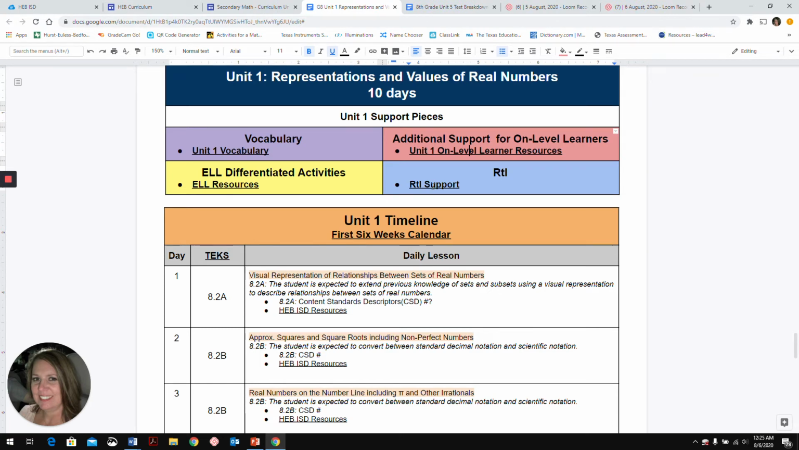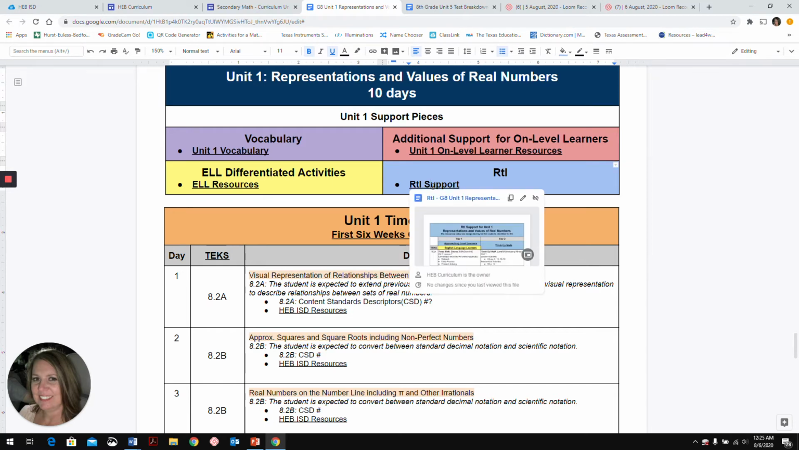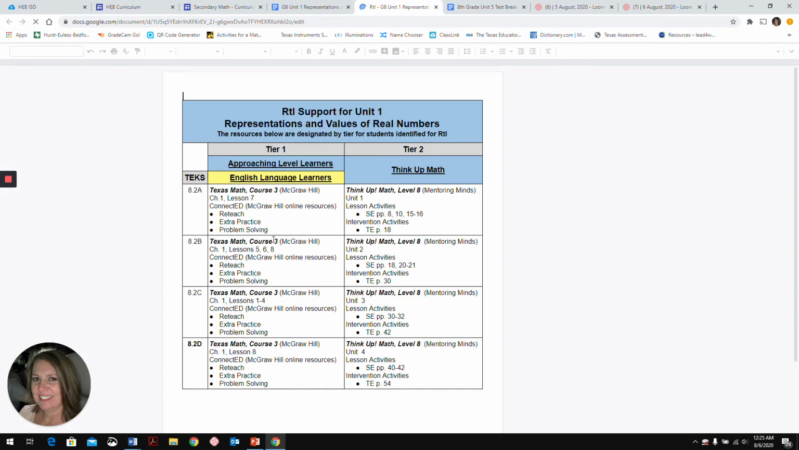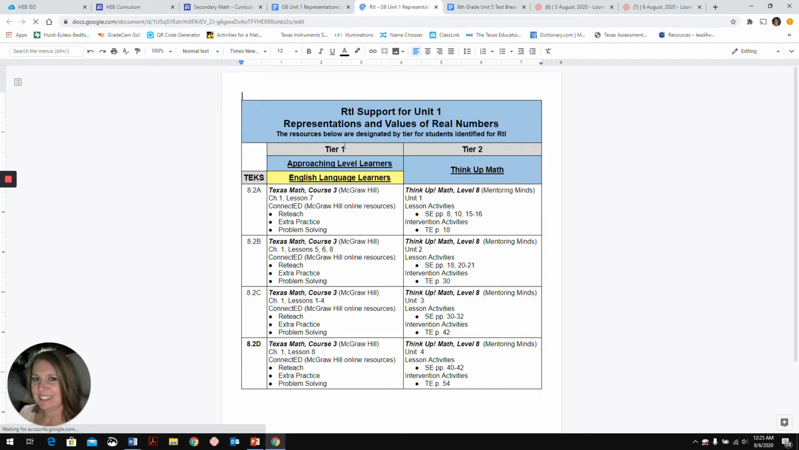And then the last piece here is the RTI support. That was a separate page within the curriculum in the past. Now we have it linked. And this is organized by TEKS. So each row is a different TEKS in the unit. Column 1 is Tier 1.